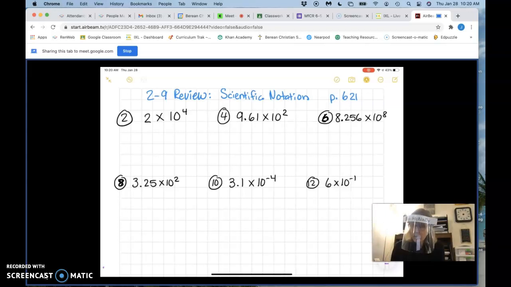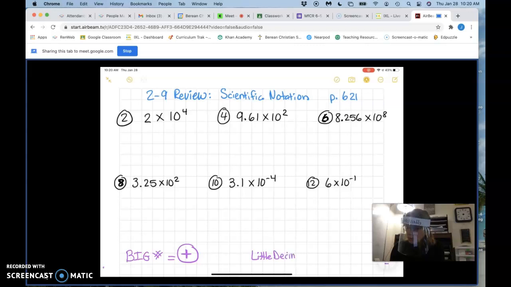Write this somewhere on your paper. We're going to write: big number equals positive exponent, and little, I'll call it a little decimal, is going to equal a negative exponent.